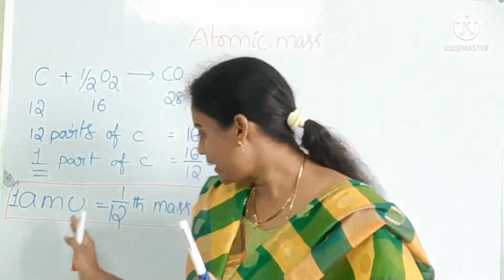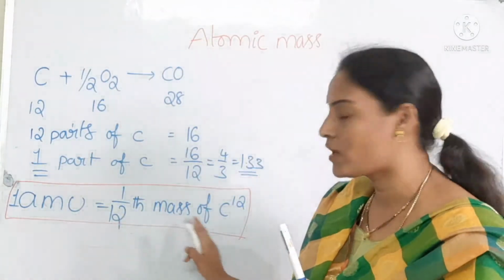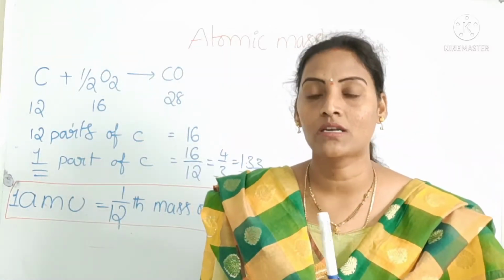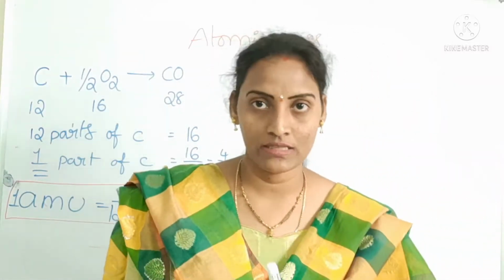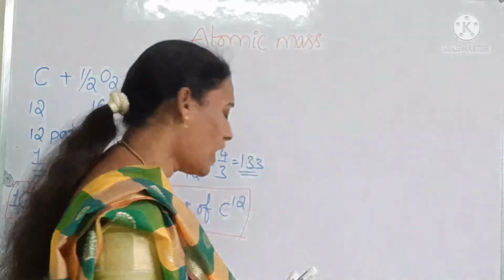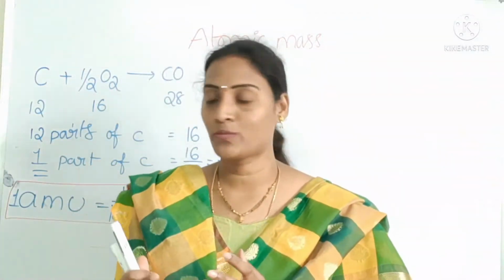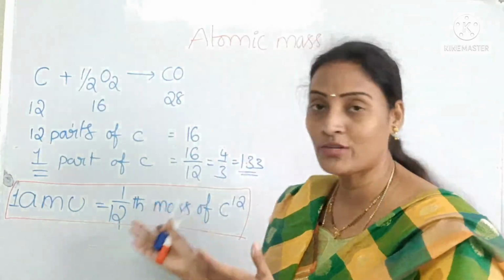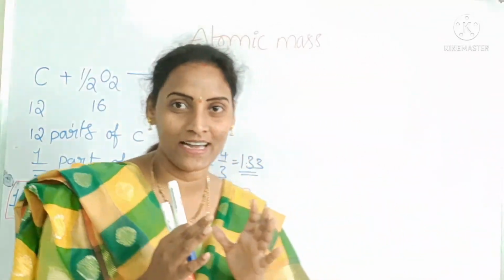See, why are we using 1/12 mass of C12 isotope? Why are we not using other elements? We will see the reason now. And why only 1/12 part? Why not 2/12 or 3/12? How did it become like this? See here.